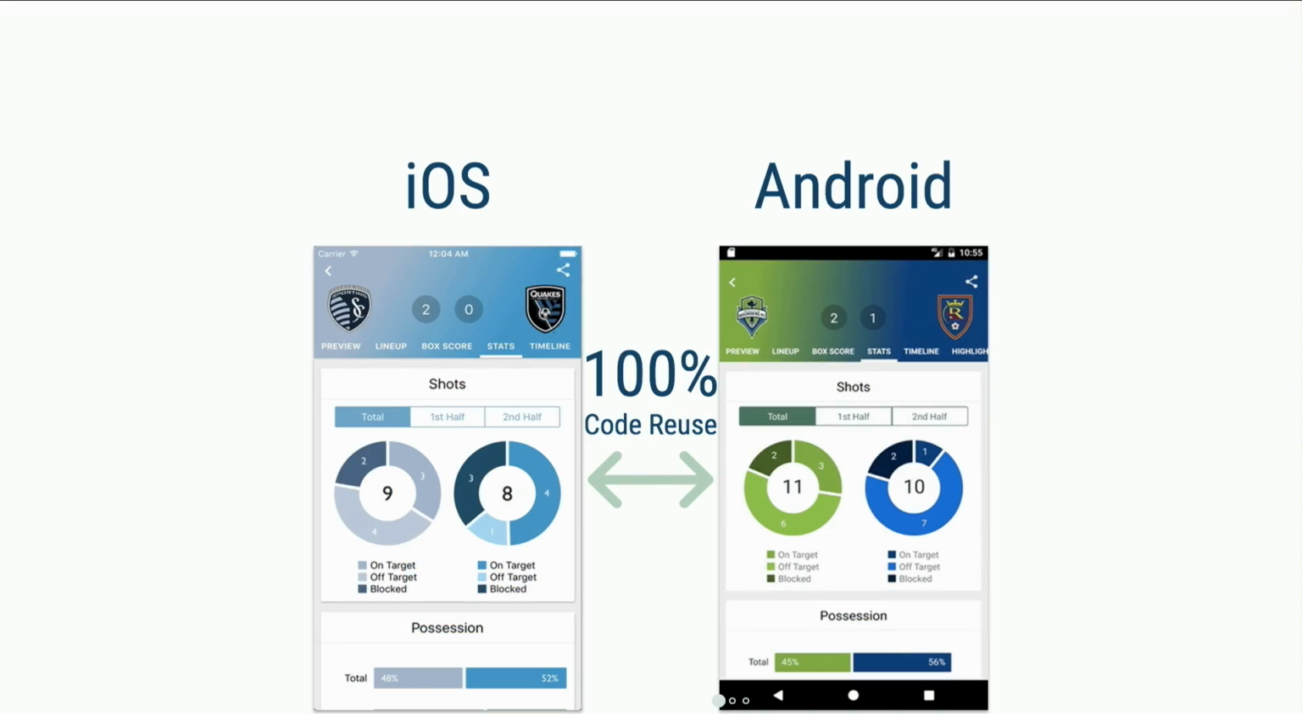Here you can see the same component we saw earlier across both iOS and Android. You can see that both components are presented consistently with absolutely no platform-specific code changes. That's 100% code reuse between iOS and Android.